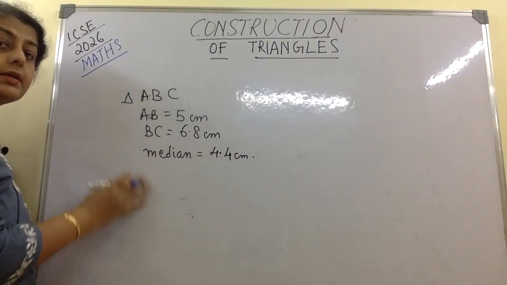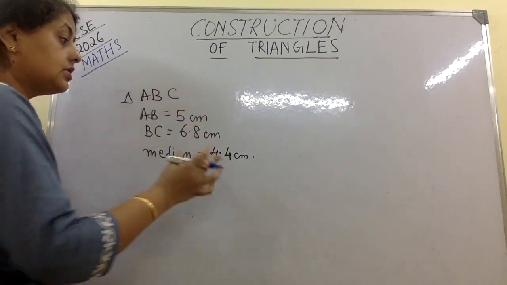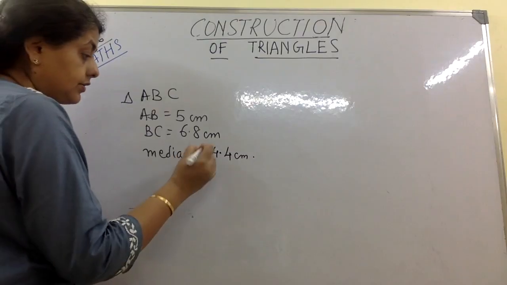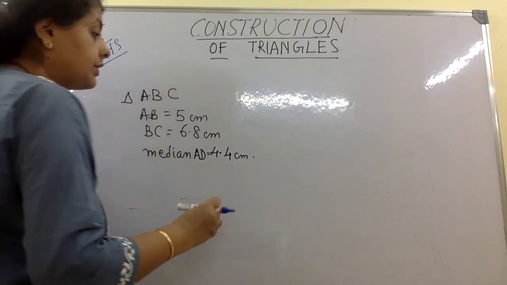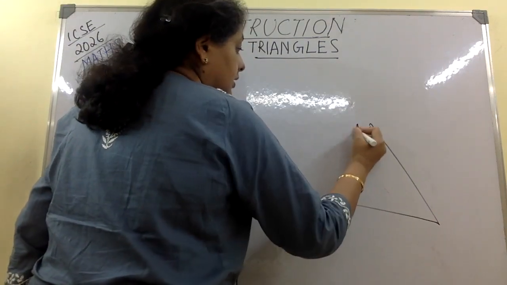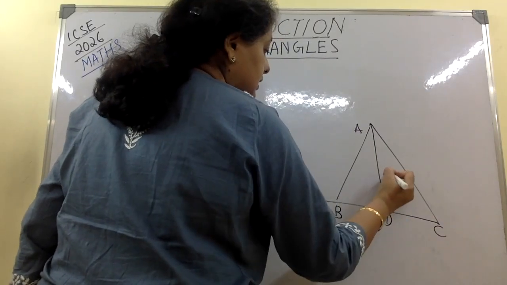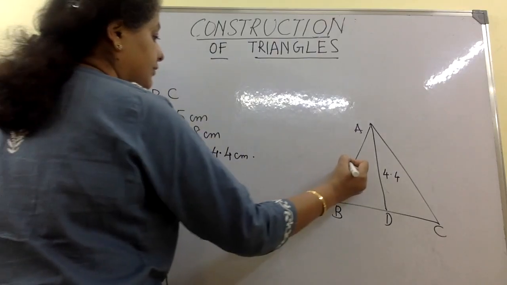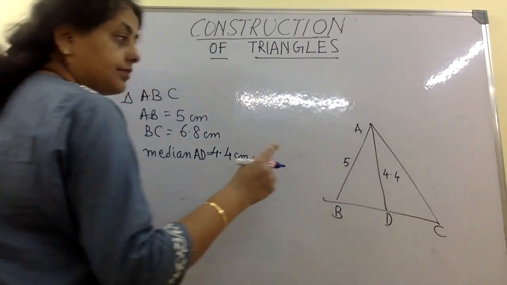Now, here is a sum. We need a triangle ABC. AB, BC length is given and the third side is not given. Median length, median AD. Now here we need a rough diagram. A, D, B, C. This is 4.4. Just to know where is what. AB is 5. Now, little difficult ones, we definitely need a rough diagram.